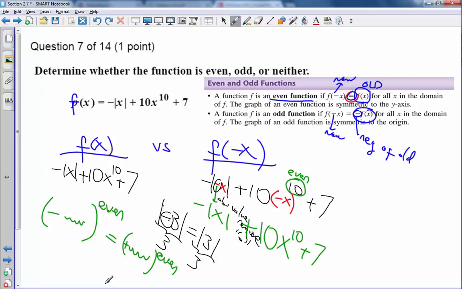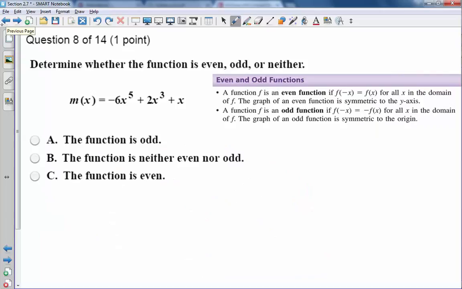Alright, so this question is resolved. These two things are equal. So we have the situation that when I compare them, they are equal. We go with even function here, all set. Okay? Question? Next. How about now?